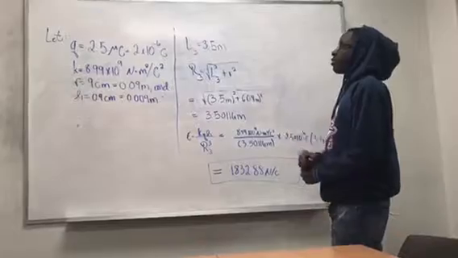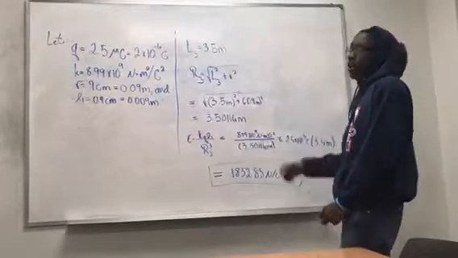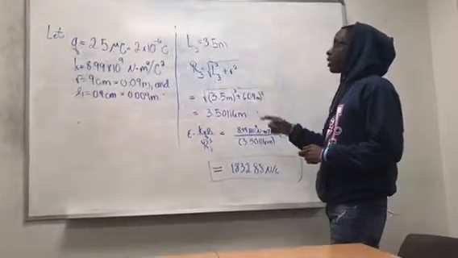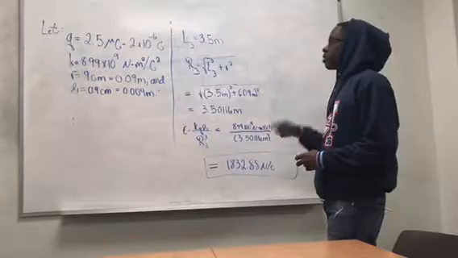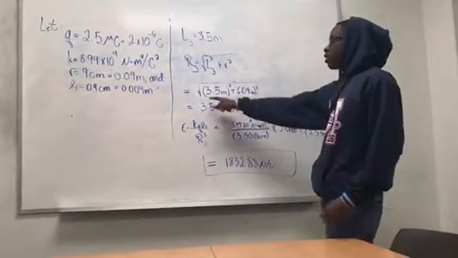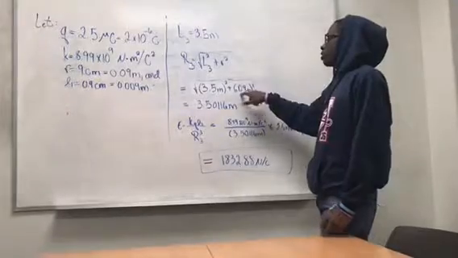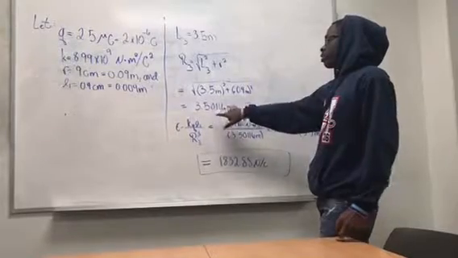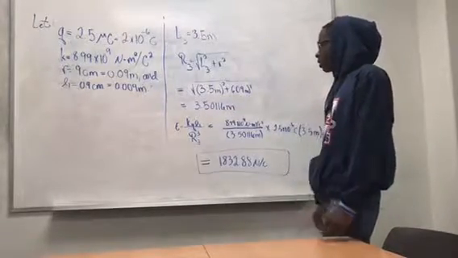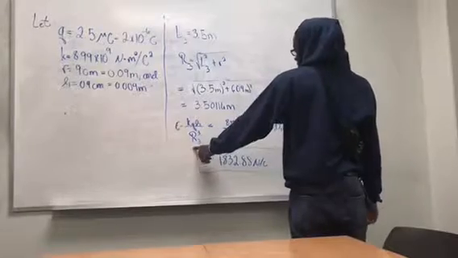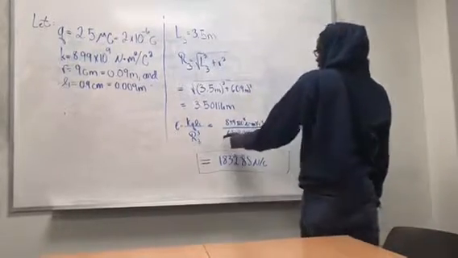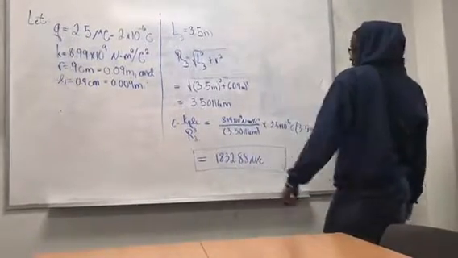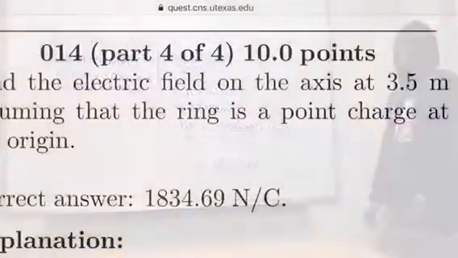Now we're going to find the electric field when it is 3.5 meters away from the center. What we first have to do is find our R. To find R, we take the square root of the length squared plus the radius squared. When we plug in our 3.5 for the length and our 0.09 for our radius, we get 3.50116 for our distance. When we plug it into the electric field equation and plug in all our numbers, we get 1,832.88 newtons per coulomb.